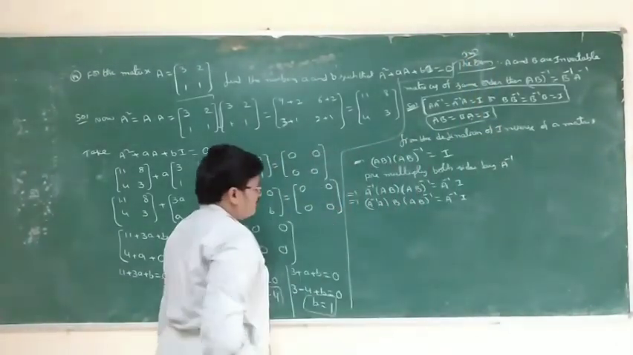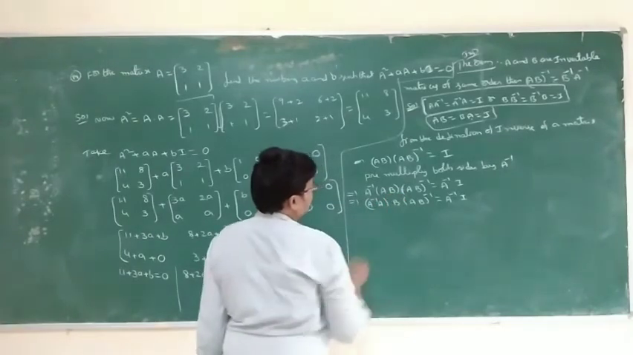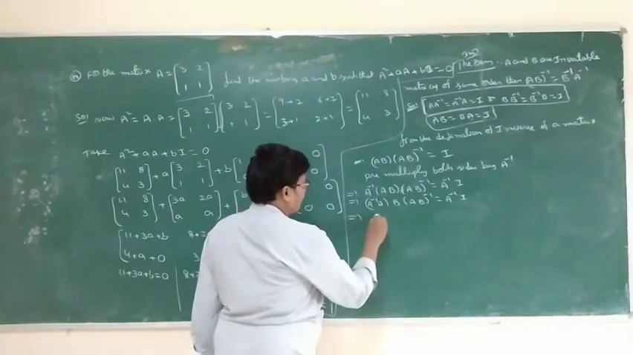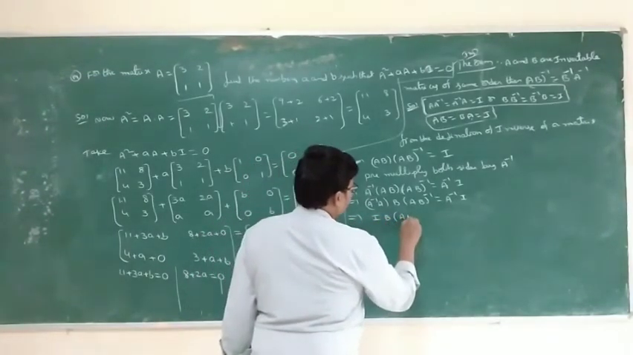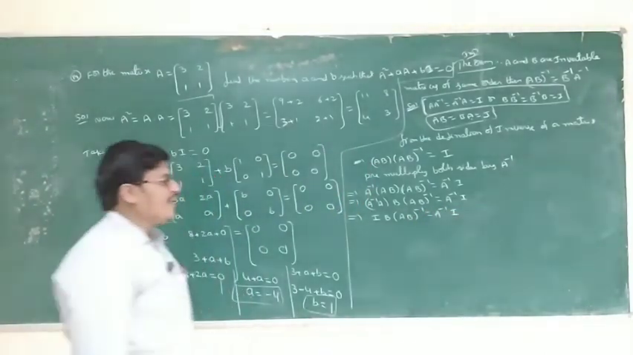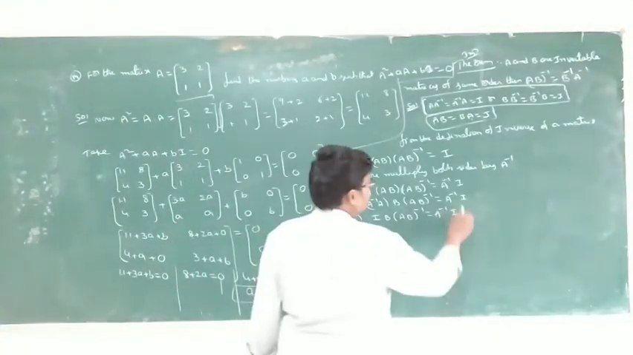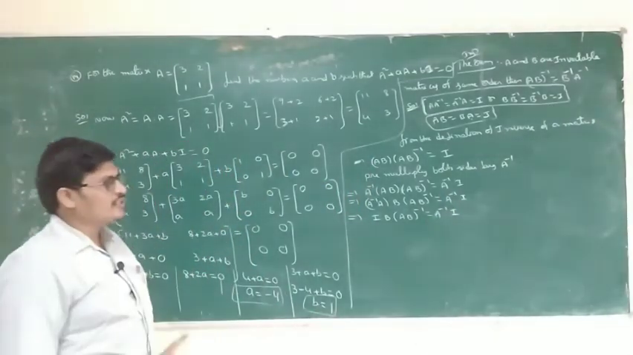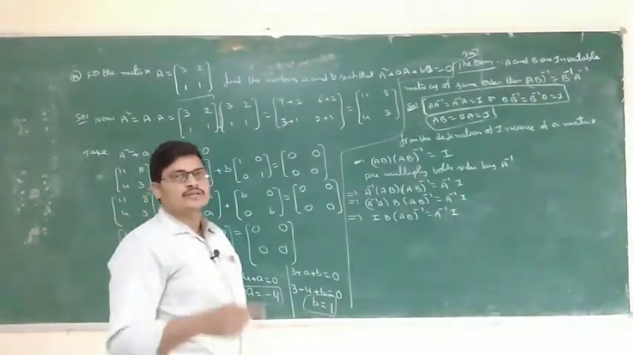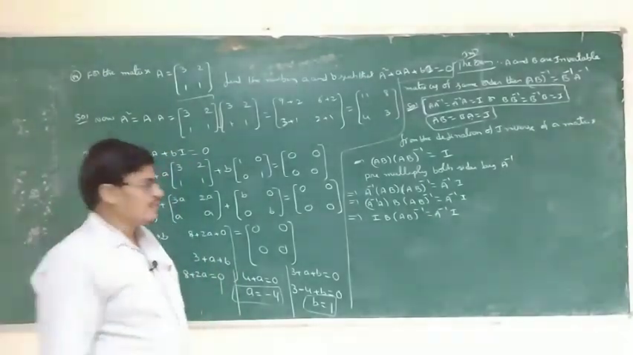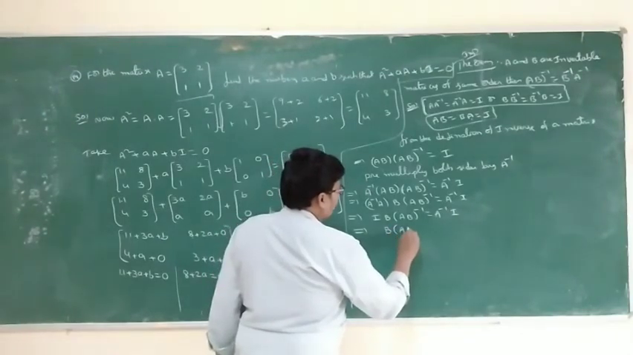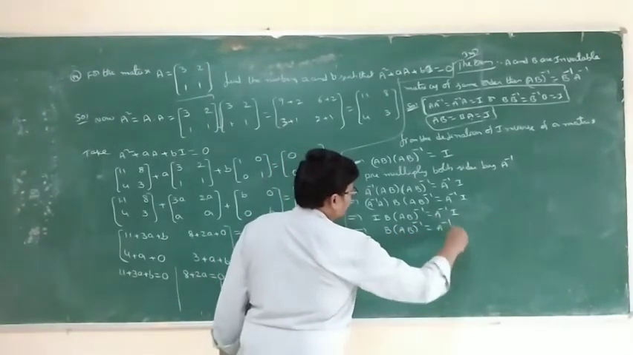Multiplication is associative: A into B into C is equal to A into B into C. So A inverse into A is equal to I. So that implies I into B into (AB) whole inverse is equal to A inverse into I. What is the I matrix? I is the unit matrix. Any matrix into the identity matrix is equal to that matrix. For example, A into I is equal to A, B into I is equal to B. So I into B is equal to B, so B into (AB) whole inverse is equal to A inverse.